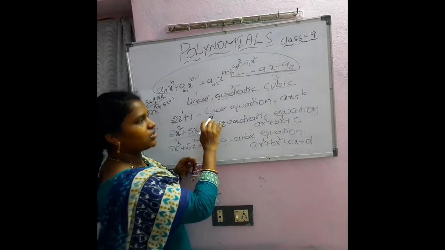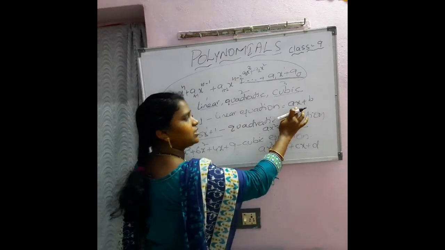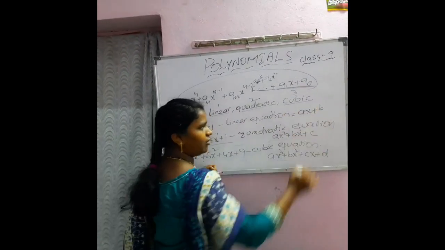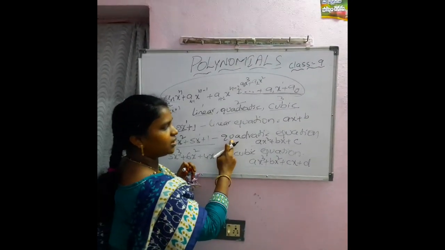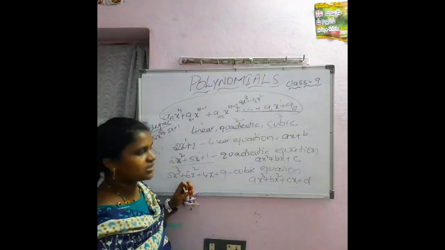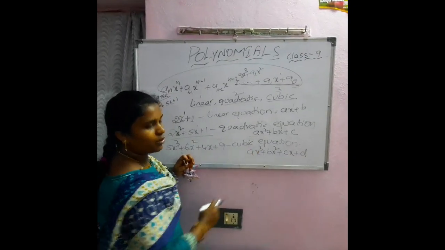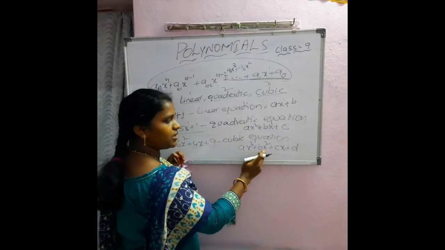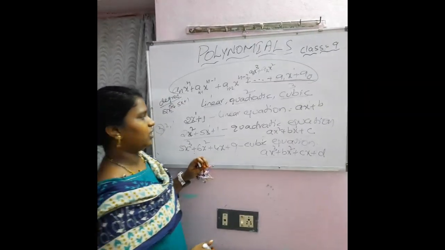The general form of a linear equation is ax plus b, and the degree of the polynomial is 1. Whereas in a quadratic equation, the degree of the polynomial is 2 and the general form is ax square plus bx plus c. In the cubic equation, the degree of the polynomial is 3 and ax cube plus bx square plus cx plus d is the general form.